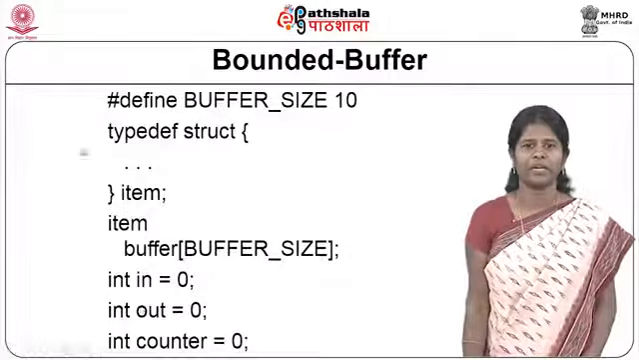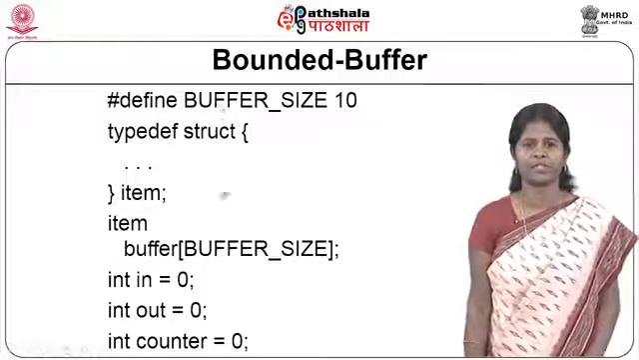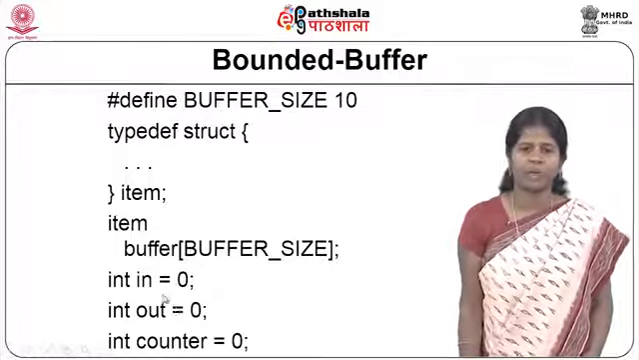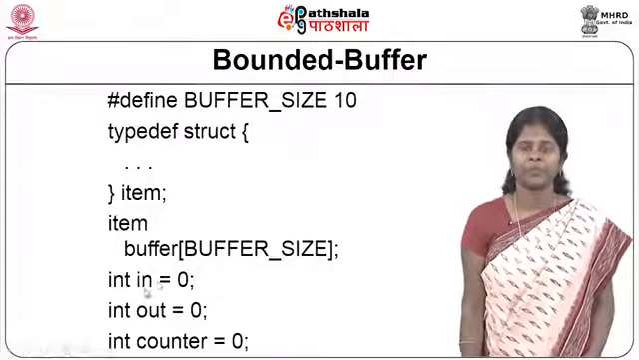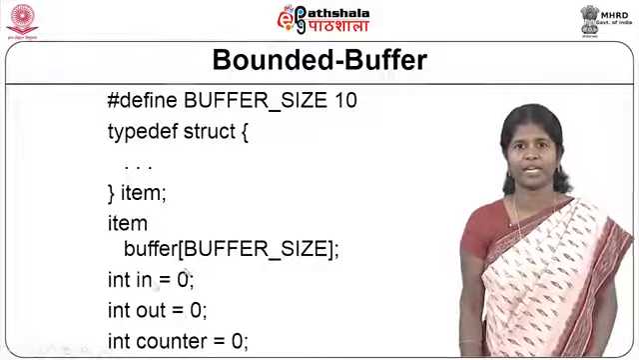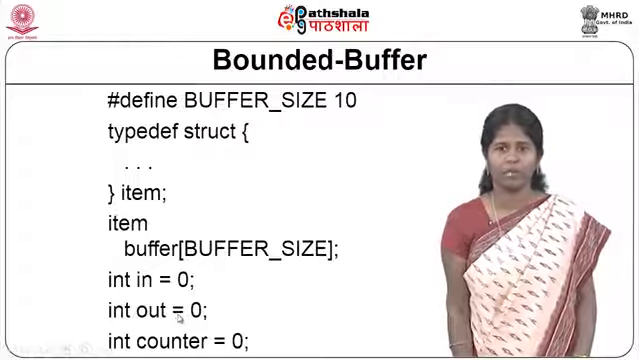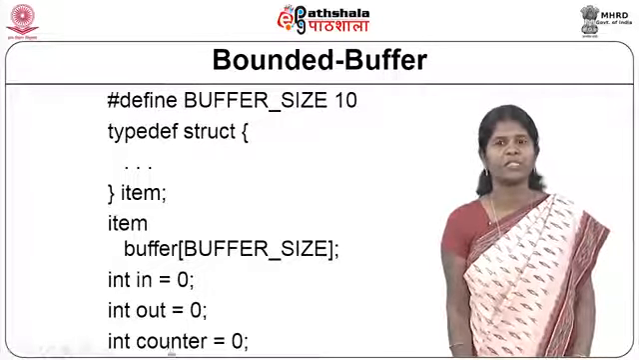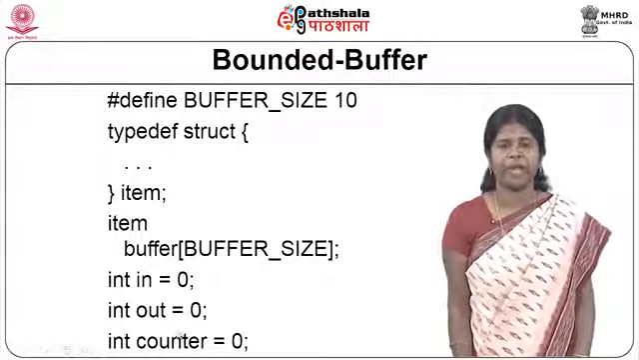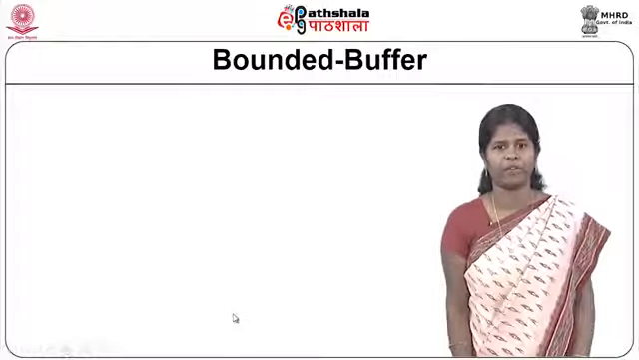Here you can see the data structures that are being used in this solution. You have an item which is defined as a structure, and you have a buffer into which different items are placed. You have an in pointer, which points to the location into which the producer places the item, and the out pointer points to the location from which the consumer consumes the item. And counter is the common variable that is shared between the producer and the consumer. This is the one that maintains a count of the number of items placed in the buffer.